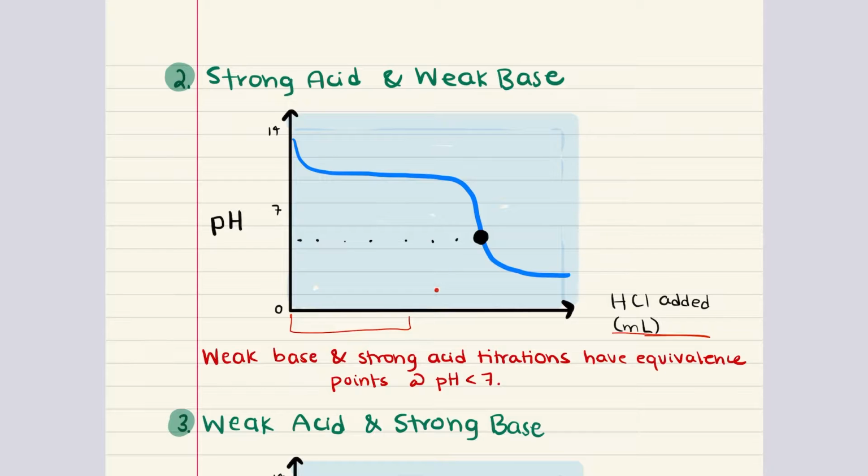Then near the equivalence point, the amount of hydrochloric acid added is nearly enough to completely neutralize the ammonia. And here the pH curve becomes steeper as the solution transitions from basic to acidic. The equivalence point occurs when the moles of hydrochloric acid added equals the moles of ammonia initially present. For a strong acid, weak base titration, the equivalence point is going to be below pH 7 because the product of the reaction is the conjugate acid ammonium, which is slightly acidic.